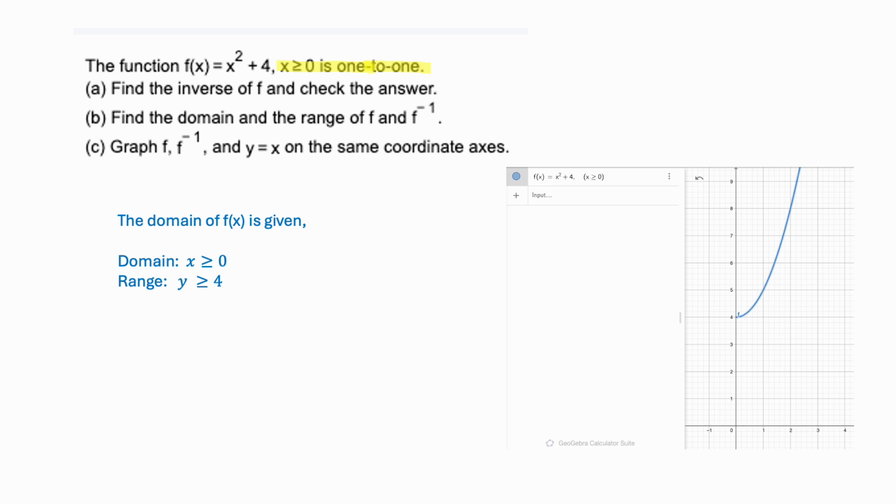So back to our function, our abstract function doesn't have any story. We just have f of x equal x squared plus 4, but they do make a note that x is greater than or equal to 0 and is one-to-one. So that's half a parabola. It's on the positive side of the x-axis. The domain is given. X is greater than or equal to 0. And if we look at the graph, we can see that y is going to be greater than or equal to 4. So since this is one-to-one, an inverse exists, so we can find that inverse.